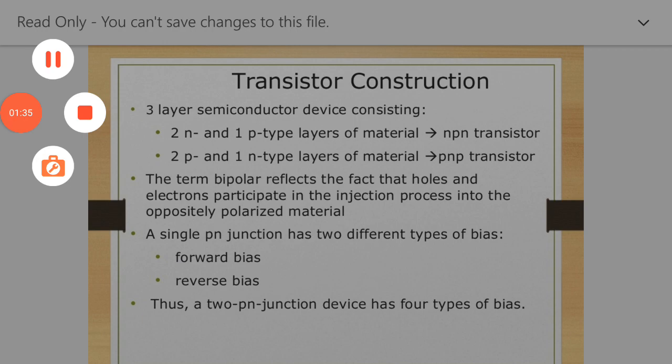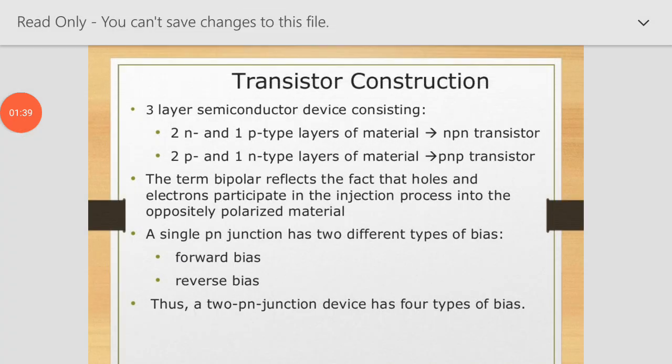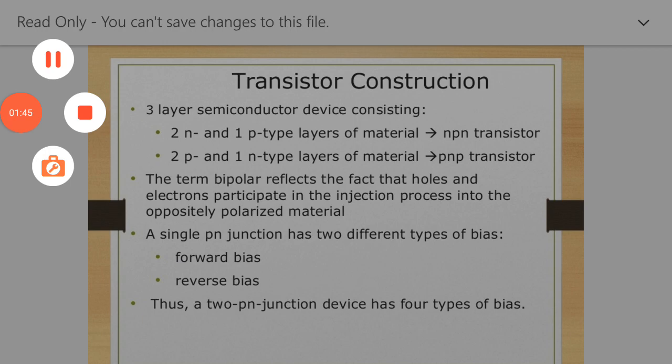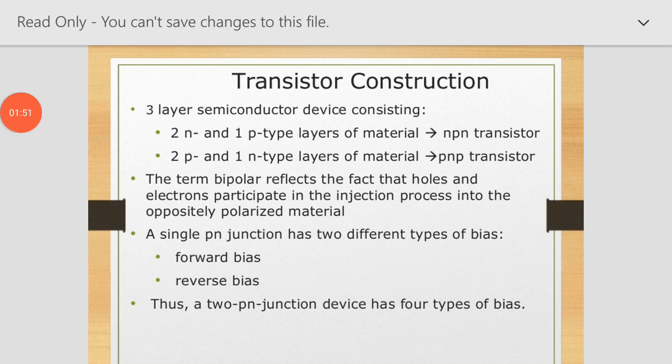The term bipolar reflects the fact that holes and electrons participate in the injection process into the oppositely polarized material. A single PN junction has two different types of bias: first is forward bias and second is reverse bias. Thus a two-PN-junction device has four types of bias.